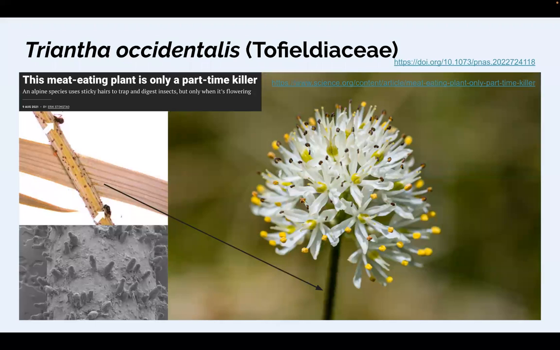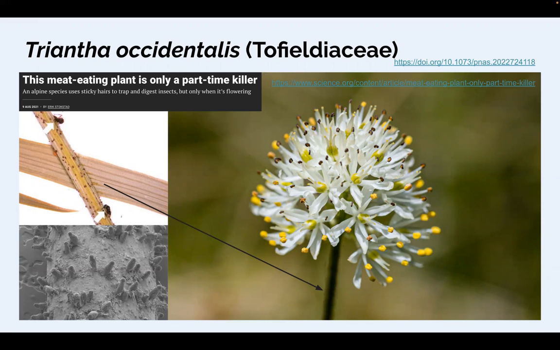And there have been a few other ones. I just want to gloss over these other ones a little bit more quickly. I'd say there's new exploration for plants that are doing these steps, so deliberately attracting and digesting insects. This is a plant in a family called Tofieldiaceae. So from the year 2021, this meat-eating plant is only a part-time killer.